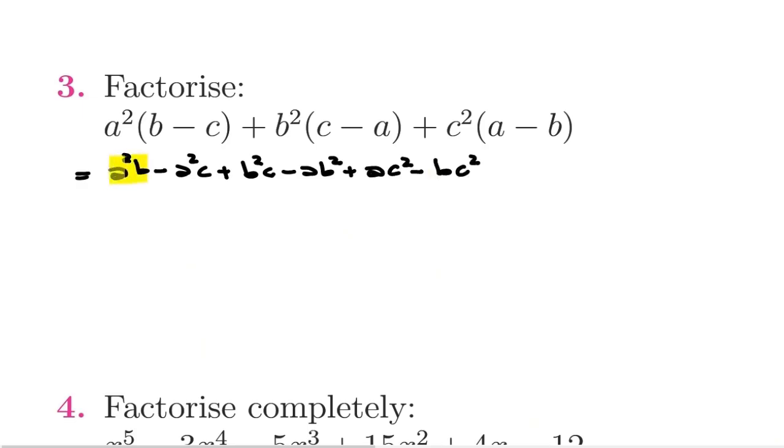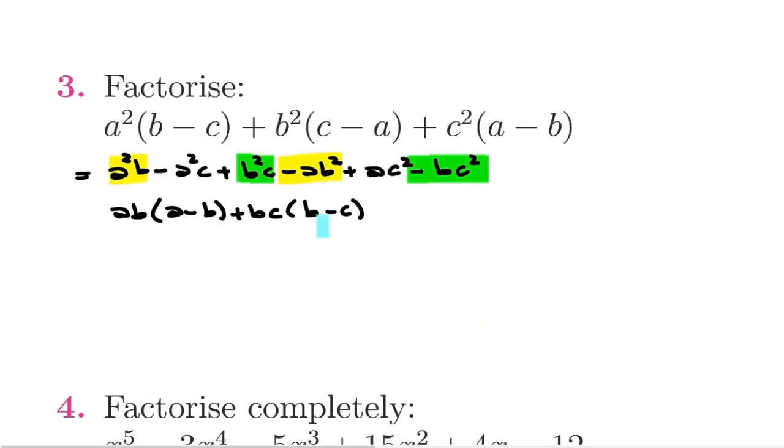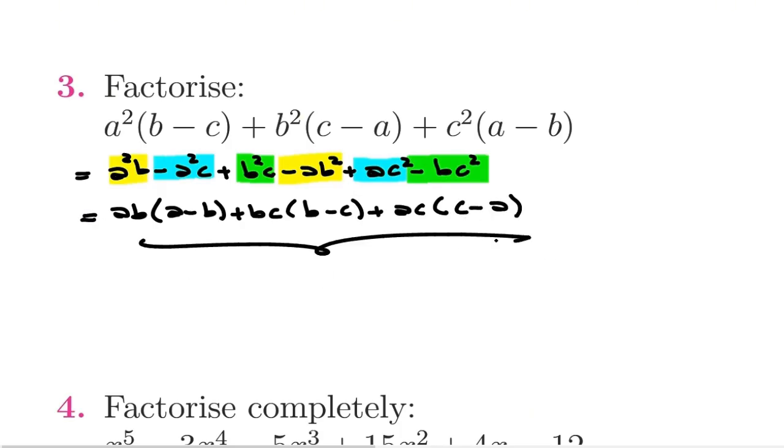Now, if I look at the ones with A and B here, if I factor out AB, I'm left with A minus B. If I look at the ones with B and C and factor out BC, I'm left with B minus C. And if I look at the ones with A and C, I'm writing this at the front, in the common factor of AC, I'm left with C minus A. C minus A.